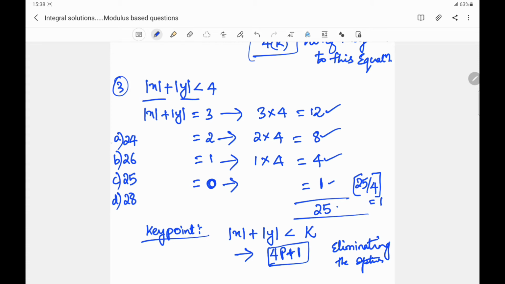In answer choice A, it is divisible by 4. Answer choice B, the remainder is 2. So this cannot be the answer choice. Option D is again divisible by 4, so this cannot be the answer choice either. You can directly take 25.